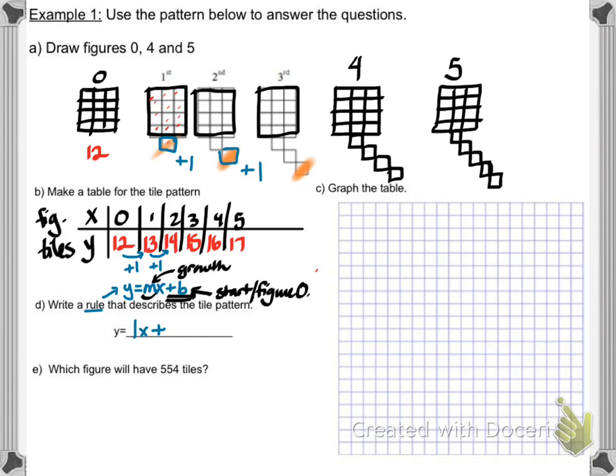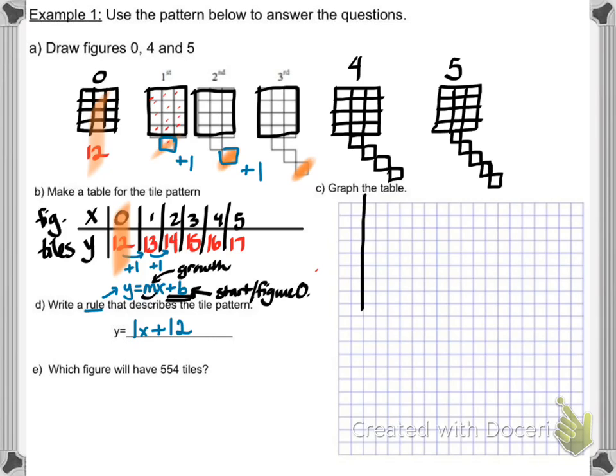My B value is the start, or figure 0. So I look at the figure 0 and I see 12 tiles, or I look at my table and figure 0 has 12 tiles. So 1x plus 12 is the rule, because 1 is the growth and 12 is figure 0. So I'm done with my rule. Now I have to graph the table.